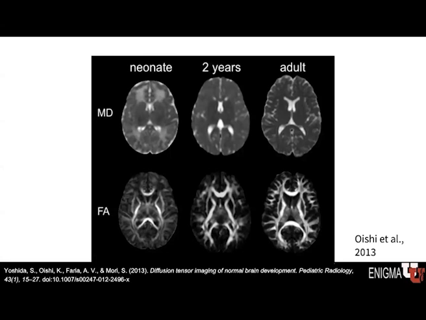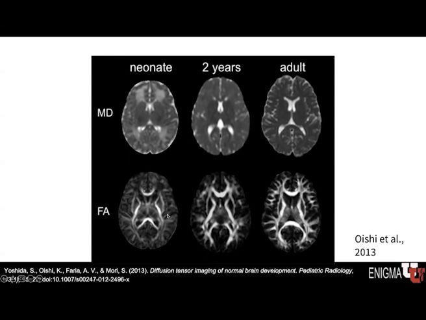And this figure shows imaging evidence of this myelination over time. So we have in this first column a neonate, so a newborn brain. In the middle is a 2-year-old brain. And then at the right, this shows an adult brain. And these are different types of imaging sequences. We will look mostly here at the fractional anisotropy image, this DTI, which is a DTI metric.